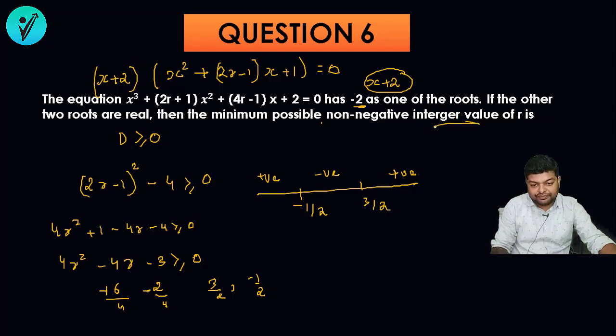non-negative integer values. Okay, non-negative means I'll not be considering this negative region. I have to consider a non-negative value of r. So for non-negative value of r, the minimum value of r should be what? It should be greater than 3 by 2. And as I have to take an integer value, the integer that is greater than 3 by 2 means that is greater than half will be what? So the minimum integer value will be 2. Okay, so the correct answer for r is 2. Alright, so this was question number 6.